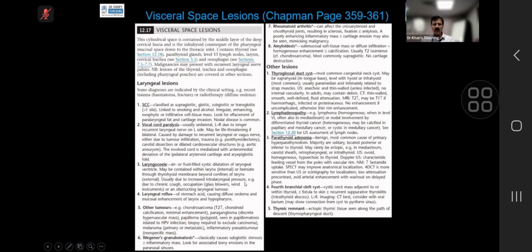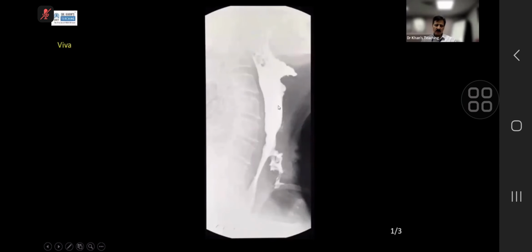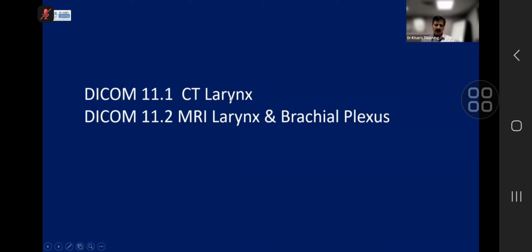It is usually due to increased intralaryngeal pressure, for example, chronic cough or occupations like glass blowers or instrument musicians, etc. They can develop these laryngoceles. So SCC is important, laryngocele is important. Another thing which is important is other lesions, because these are lesions of the visceral space. This is just for the larynx. So thyroglossal duct cyst, parathyroid adenoma, we will see them subsequently. Okay, let me go through these two CT scans, and then the first viva case is coming after these.